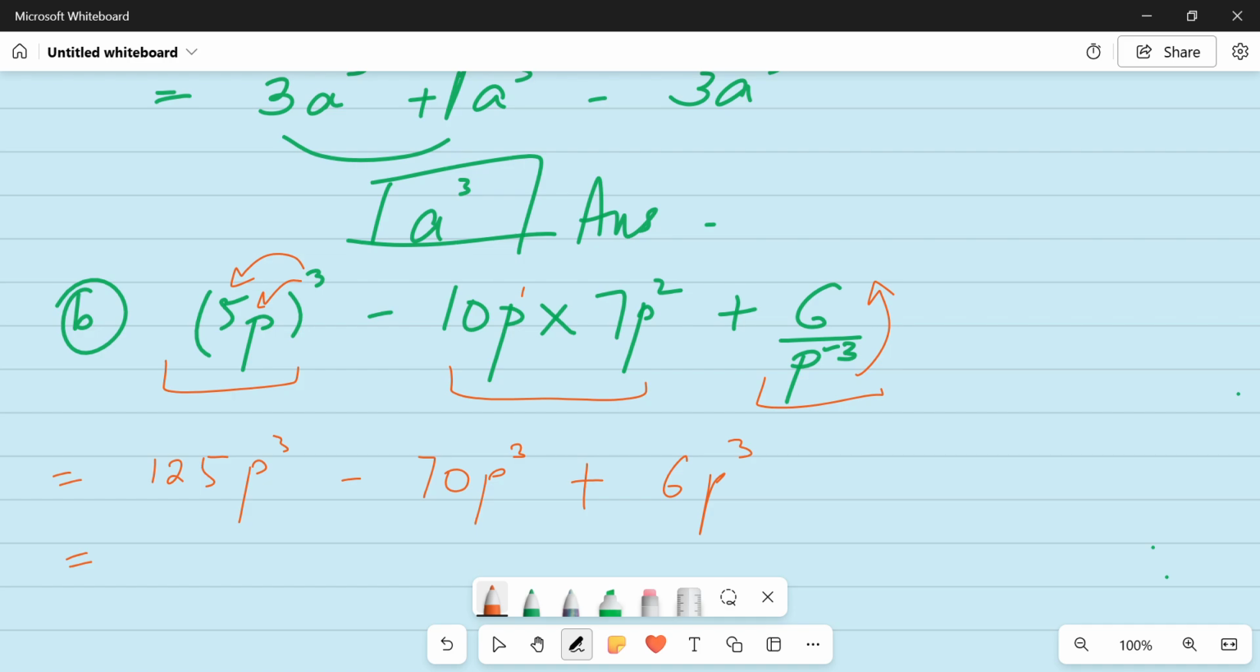And then plus 6 p cubed. First of all we take p cubed because all the terms have the same p cubed. And when we solve this, it gives you 61 p cubed, right? So this is the answer. This is so easy.